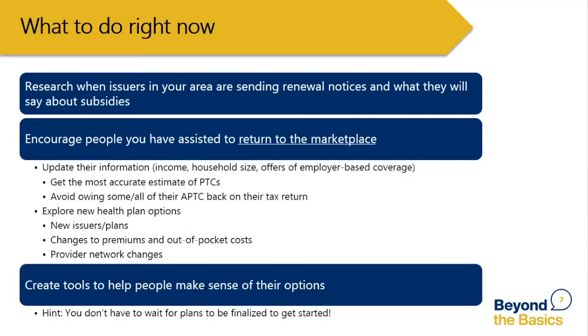Most of these things are out of our control, but there are things you can do right now, even though it's mid-July. First, research when issuers in your area are sending renewal notices and what they're planning to say about subsidies. Typically, these notices must include an estimate of premiums for the coming year. But CMS has told plans they do not need to include this information this year, given all of the uncertainty around the future of the enhanced subsidies.